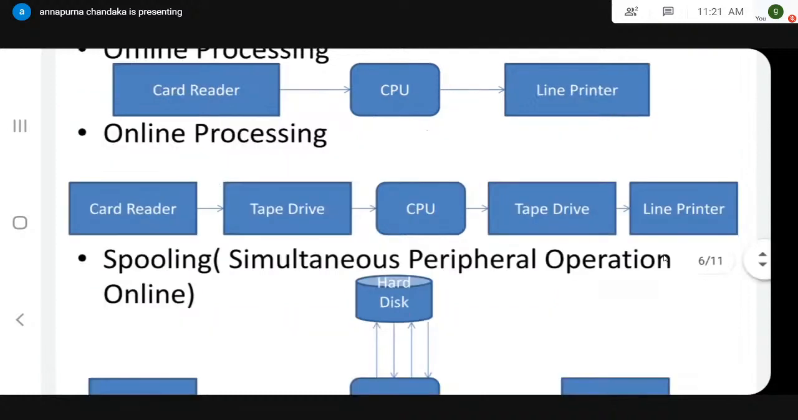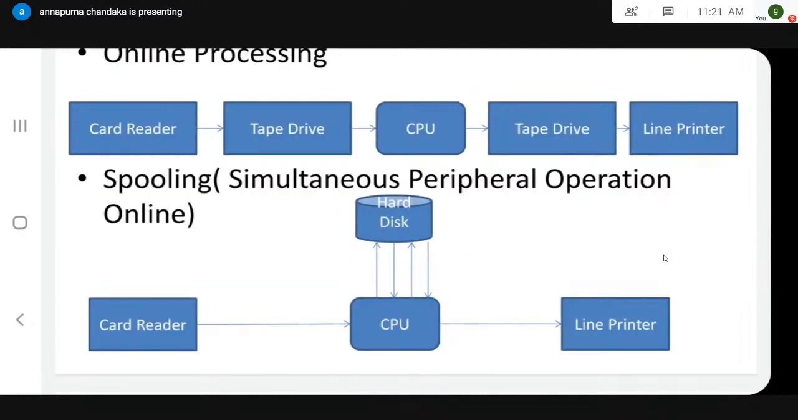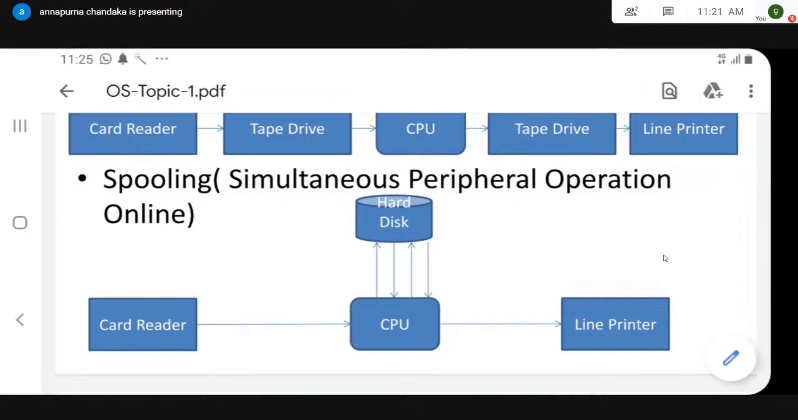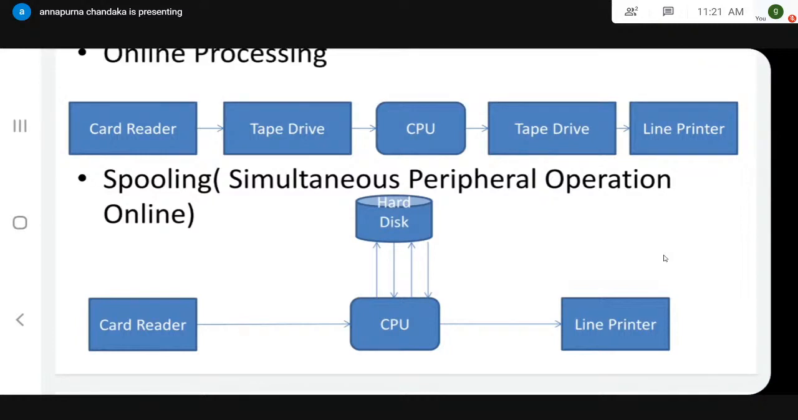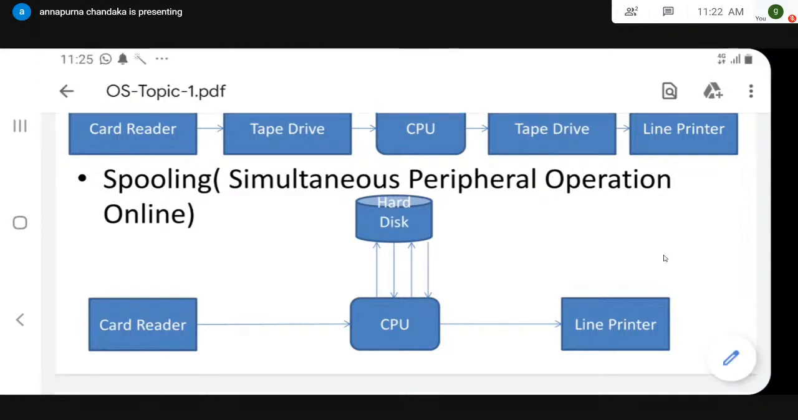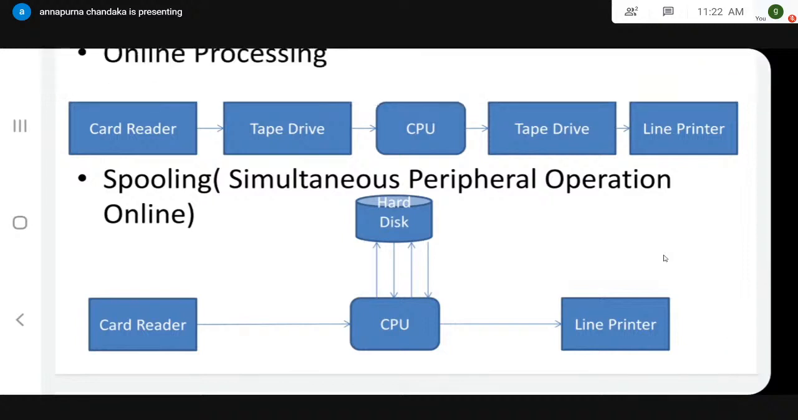Then they came to the conclusion that, sorry, we cannot catch up with the speed of the CPU. The CPU is an extremely fast device. It is capable of executing millions of instructions in a small fraction of a second. In order to keep the CPU busy at all times, we require something. We cannot invent any kind of IO device that catches up with the speed of the CPU.